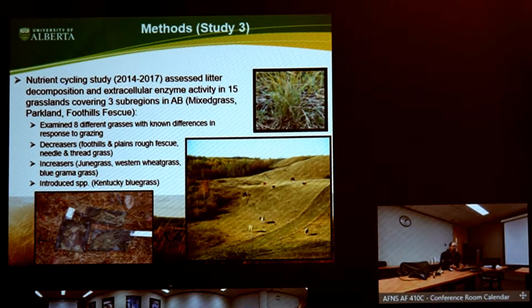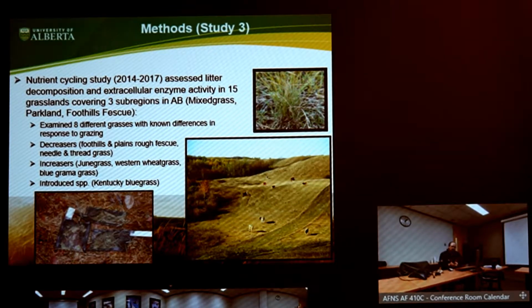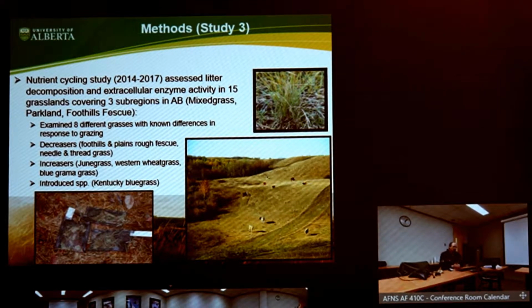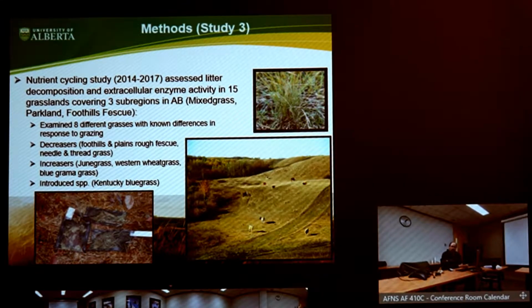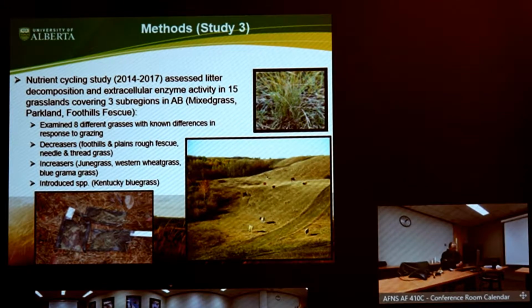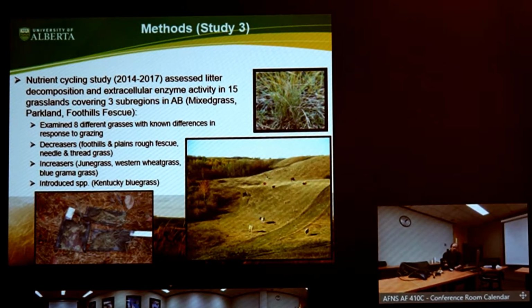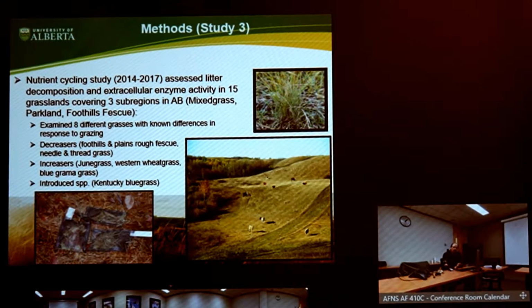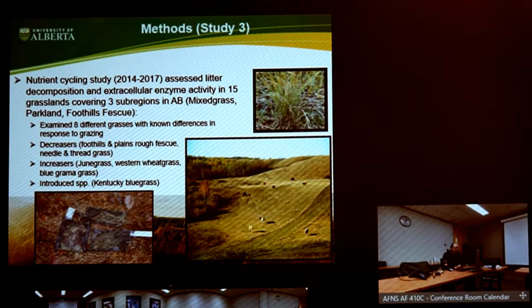The reason we did this is we wanted to understand whether potential changes in species composition from one group of dominant plants to another could actually account for changes in nutrient turnover, including carbon cycling. And one of the species included in here is Kentucky bluegrass, which is an introduced grass, but very widespread across much of Alberta, Saskatchewan, and in fact into the Dakotas and elsewhere.